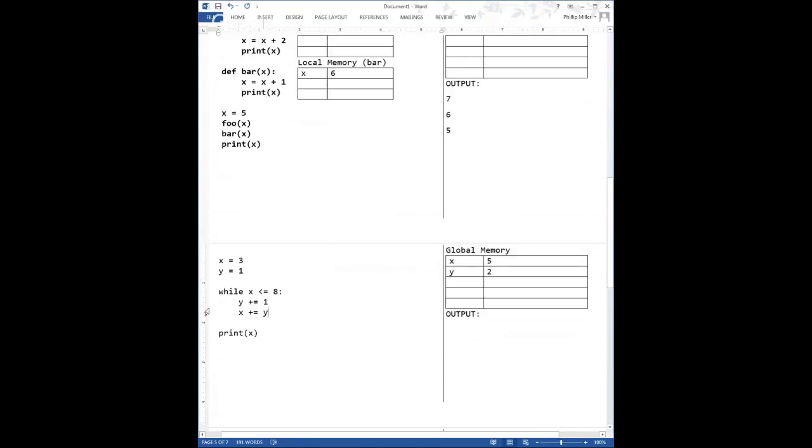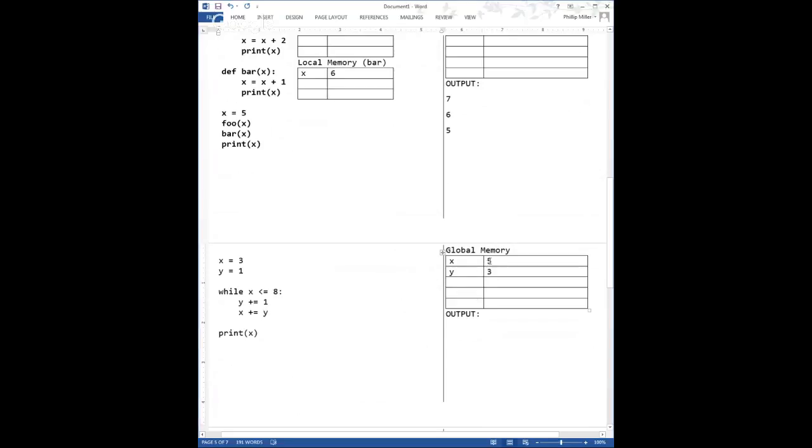Whenever we hit the bottom of a while loop, we go back up and we test the condition again. X less than or equal to 8. Yes. So back into the loop we go. Y plus equals 1. Y is now 3. X plus equals Y.